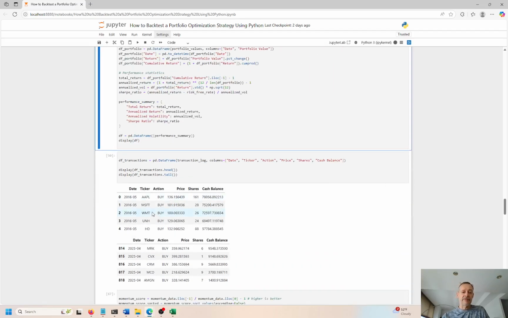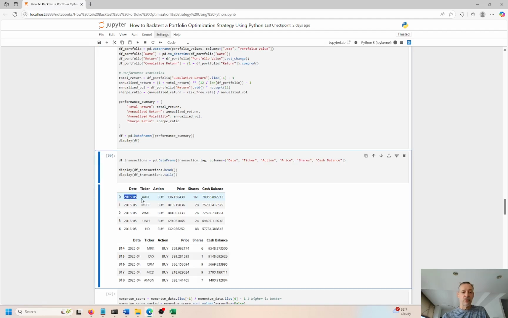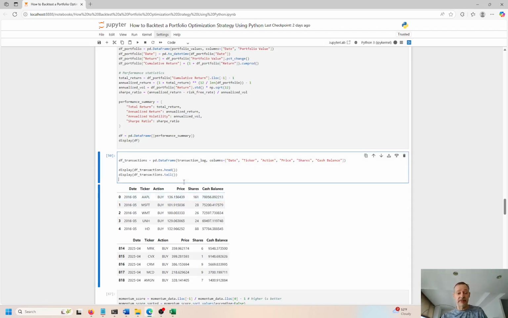So we have the trading over here, the actual trading activity. So what should we have bought, which stock, and what is the action, buy or sell, and at what price? Because we know those historical prices in the past and how many shares, and then what's the cash balance that the portfolio has at that point in time. Okay, so let me refresh this.